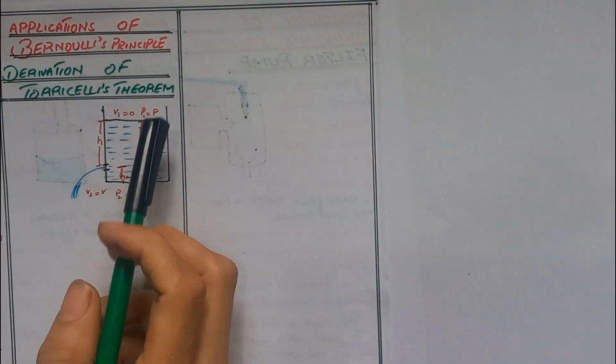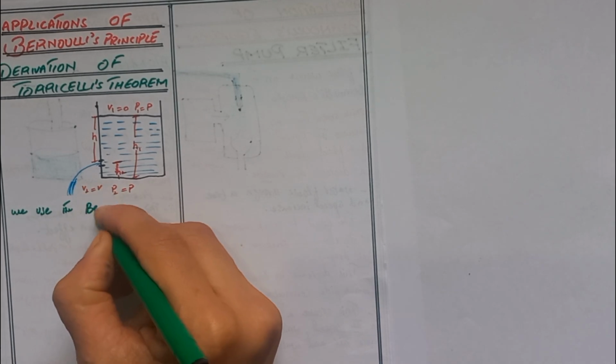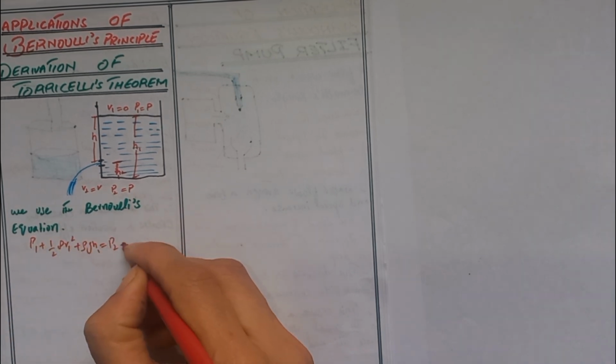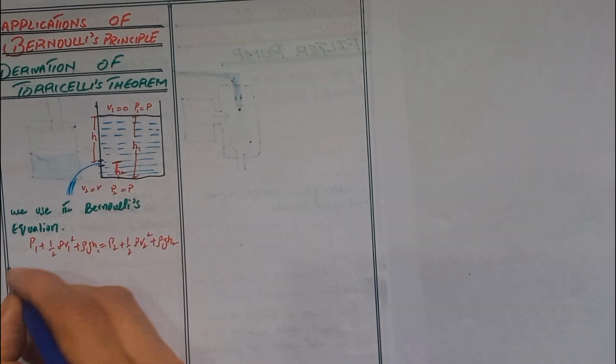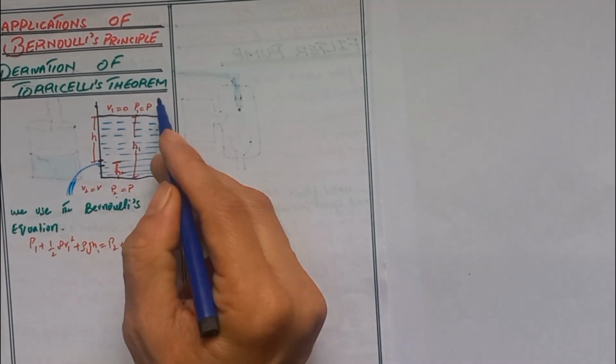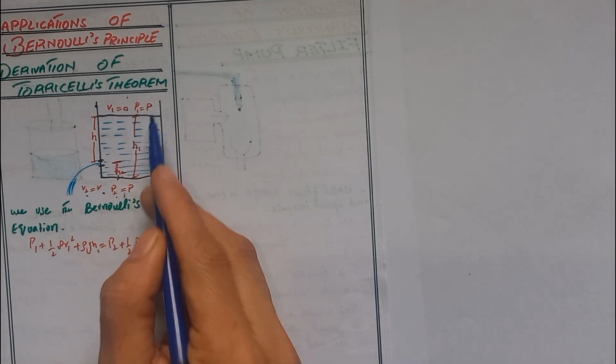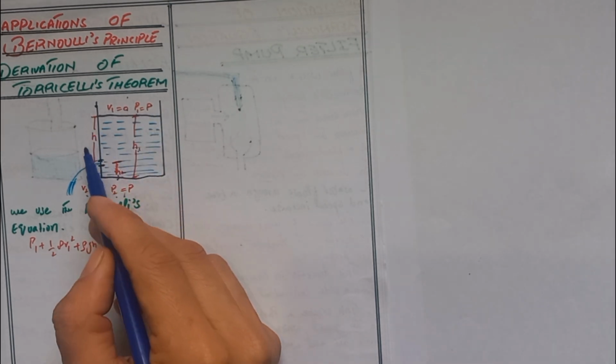Now we write the equation of the Torricelli theorem, using the Bernoulli equation: P1 plus half rho v1 squared plus rho g h1 is equal to P2 plus half rho v2 squared plus rho g h2. Here the pressure at the top and bottom of the container is equal. The speed at the top is equal to 0 and at the hole it is v. The height of the hole from the bottom is h2 and the height of the top is h1, so the height difference is h.